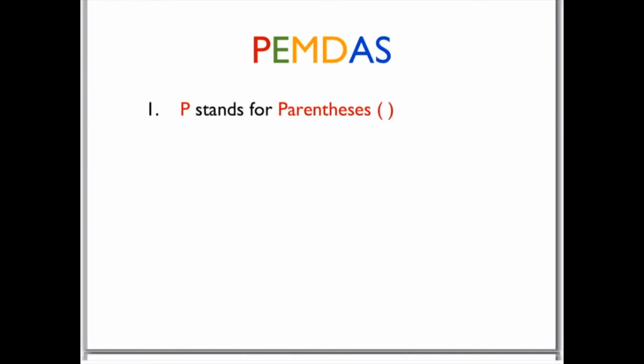To help us remember the order in which we do our arithmetic, some bright little mathematician came up with this acronym, PEMDAS. PEMDAS tells us the order in which we do our arithmetic. The very first operations that we want to look for are represented by the P, which stands for parentheses. In this case, we might have a problem where we have parentheses around some operation, and we want to make sure to do those first.